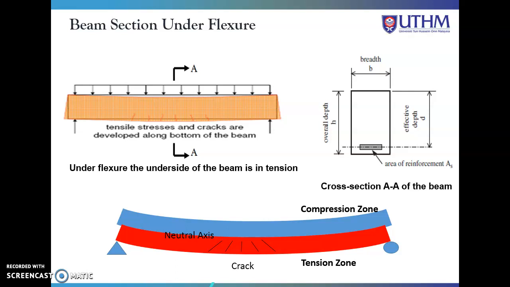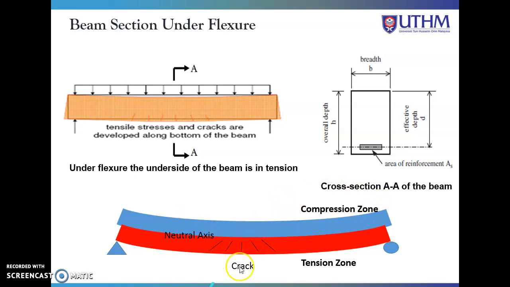what is the beam, or how the beam is under the flexure. In this figure, this beam will have a load on top of the beam, and on the bottom will have the tensile stress. This figure shows that the beam is under flexure, which is the underside of the beam is in tension. We can see here in the middle is the neutral axis. On the bottom we will have a tension zone, and on the top we will have a compression zone.